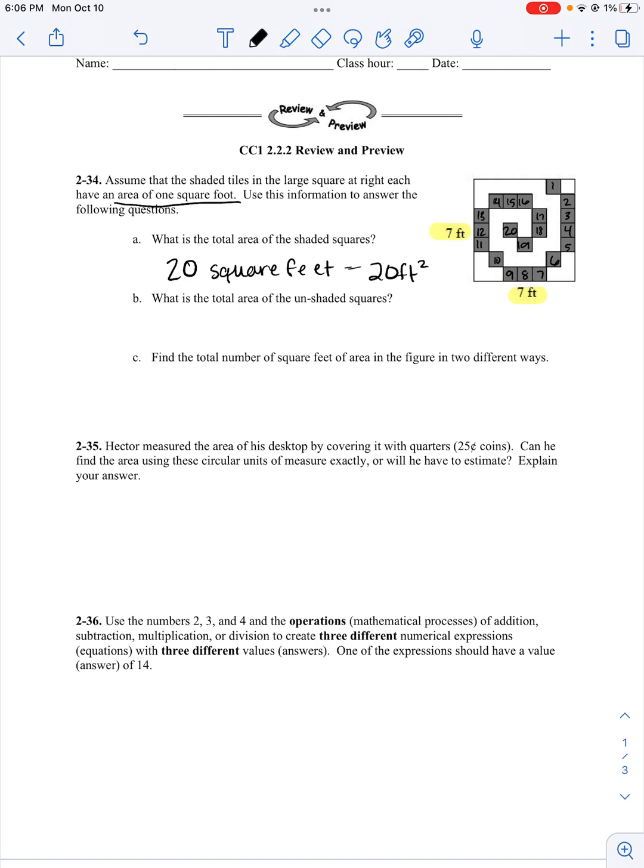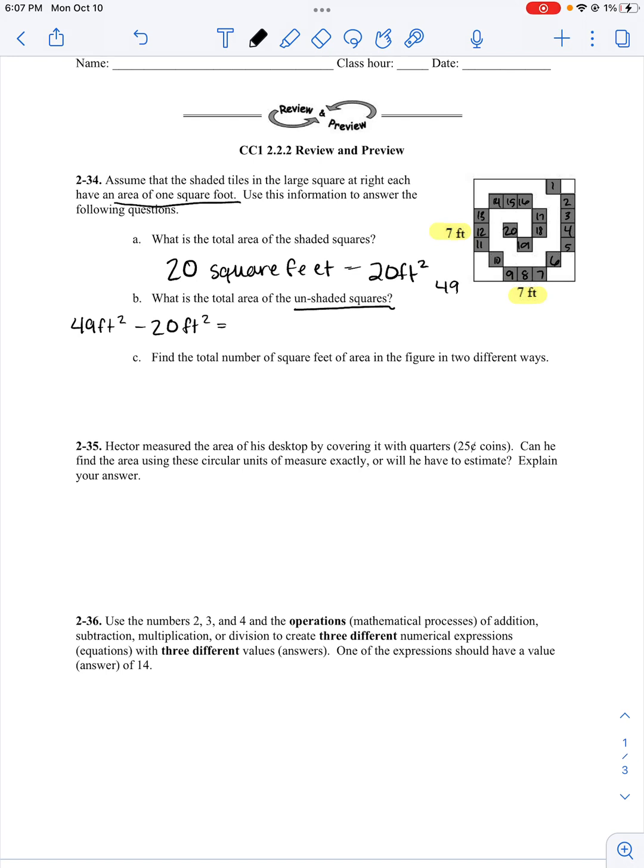Okay, then for part B, what about the unshaded squares? So the white ones that would be in there. Well, if I look at this, I know 7 and 7, the area of this whole space is 49 feet squared. So if I subtract the shaded squares, I should get the total number of unshaded squares, or the total area for it. 49 minus 20.